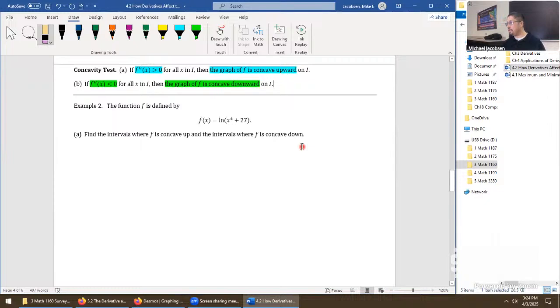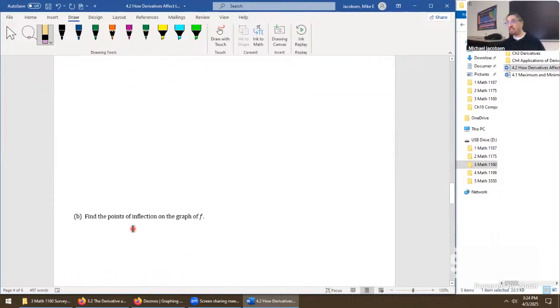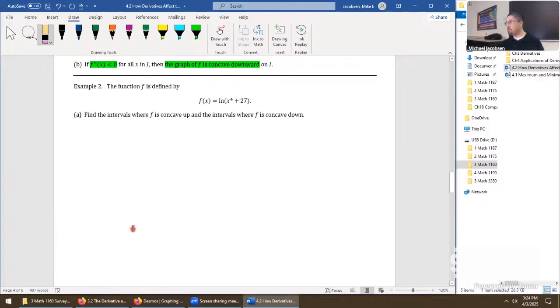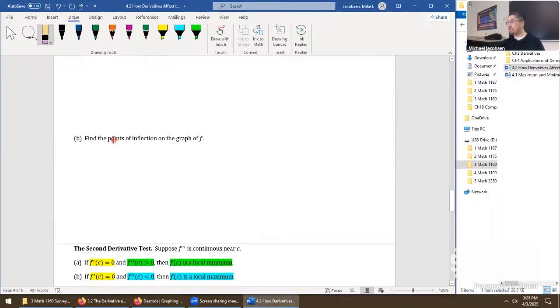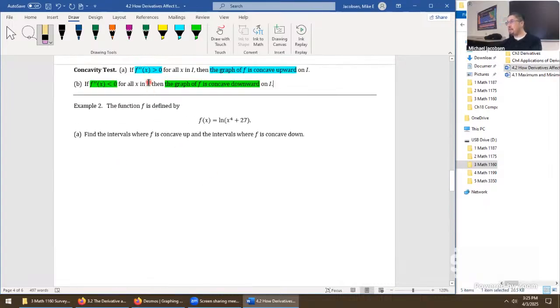On example 2, we'll find intervals where it's concave up, concave down. Part B, we'll find the inflection points. But when you do this problem, it's really similar to example 1 of the day, where we're just finding local maxes, local minimums, and then just ending the problem. Here, part A is kind of like finding intervals of increase, decrease. Part B is kind of like finding the local maximums, local minimums. Really, the only difference in the methods is we go to the second derivative. So that's the major change here.